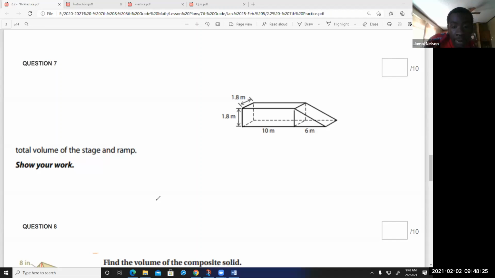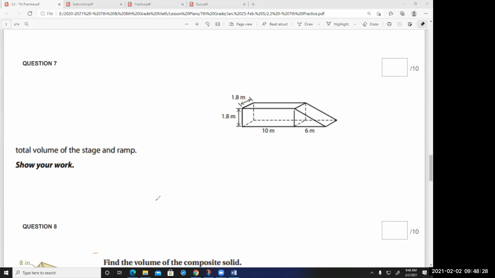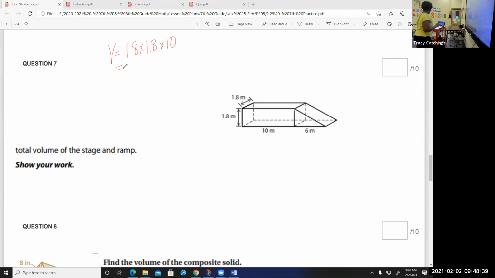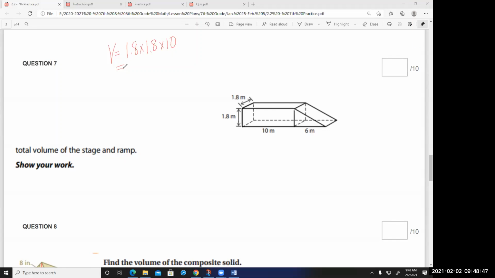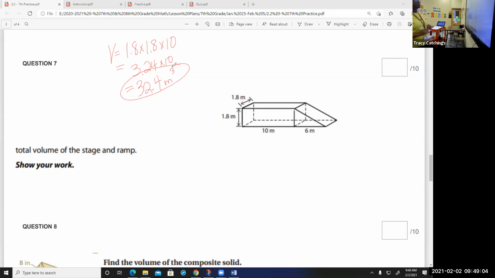1.8, 1.8, and 10. 1.8 times 1.8 is 3.24. Times 10 is 32.4. All right, good job. All right, looking at this triangular prism.